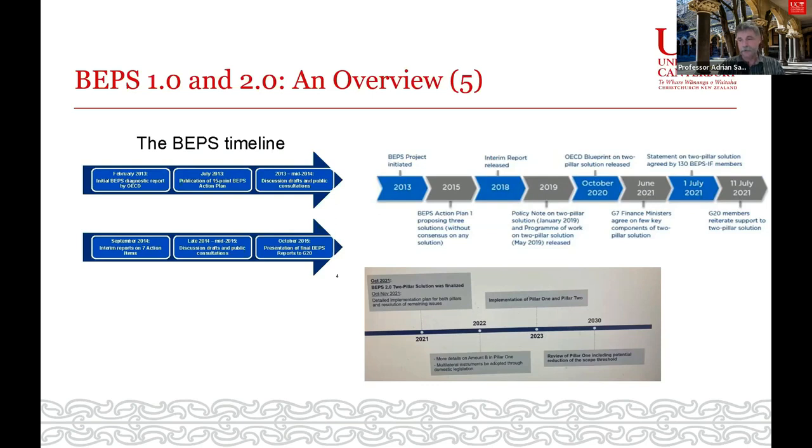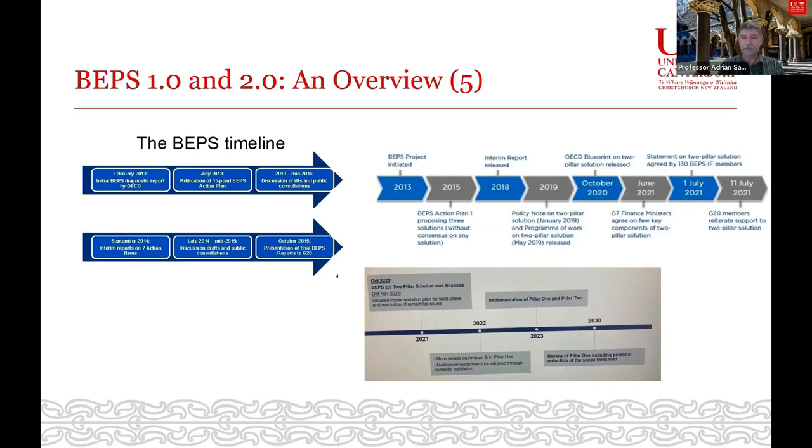And indeed, if we look at the top of the two timelines, that actually gives us a better picture of where we're at today. So we saw the project commence in 2013. There were initially some proposed solutions, but no consensus in 2015. The interim report came in 2018.